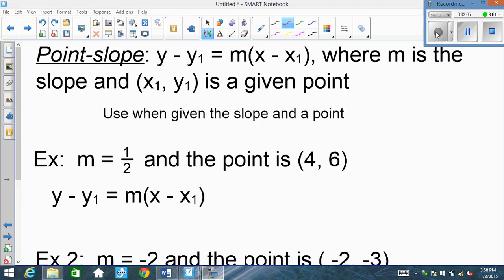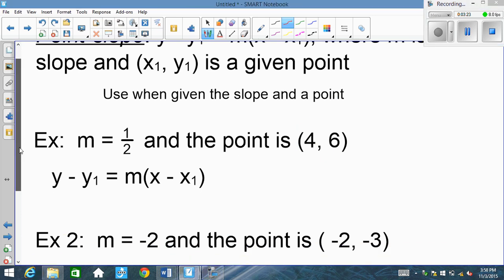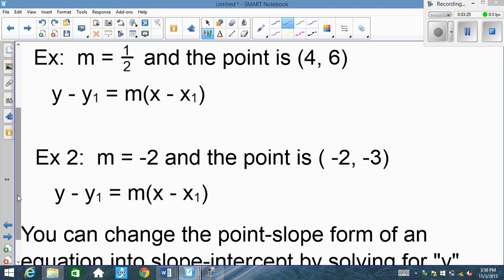Next, we'll look at the point slope form. Y minus y sub 1 equals m times the parentheses x minus x sub 1, where m is the slope and x1, y1 is a given point. Use when you're given the slope and a point, and that point is not the y-intercept. So for instance, we have the slope is 1/2 and the point is 4, 6. So again, you're going to replace the y1, the m, and the x sub 1. So all you got to do is just make sure that you replace those with the appropriate numbers.